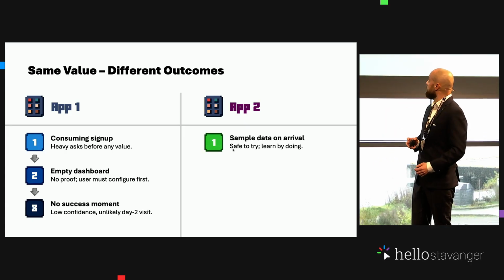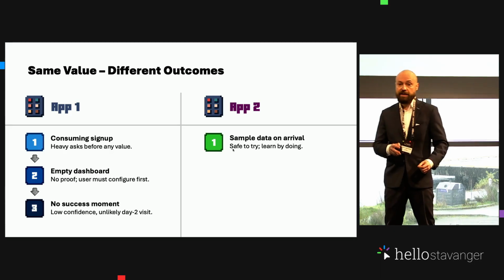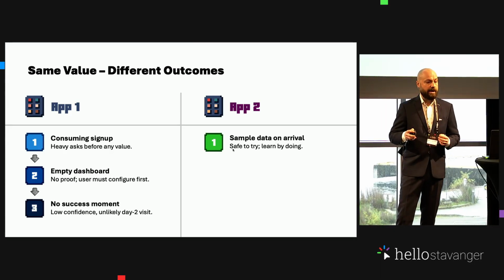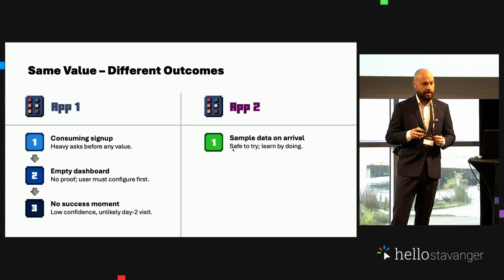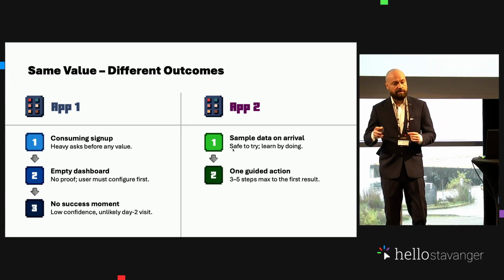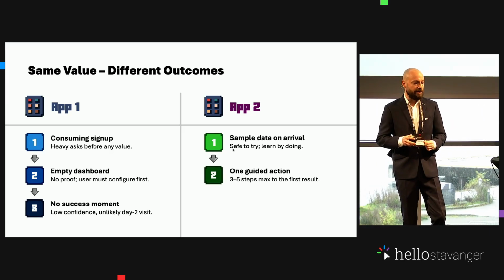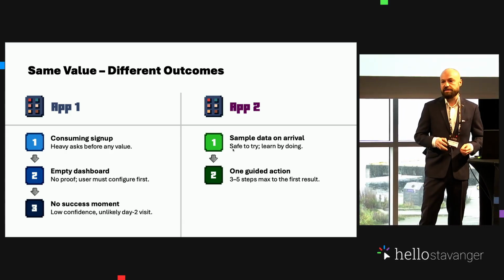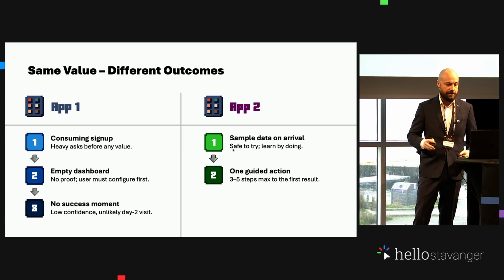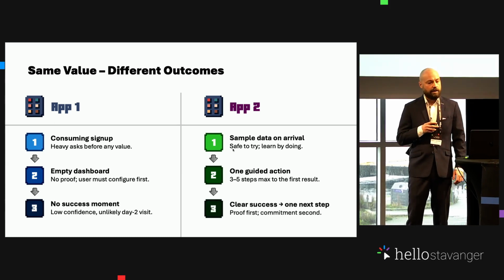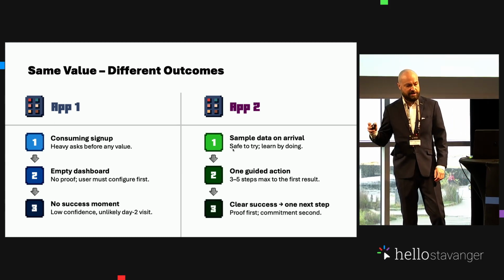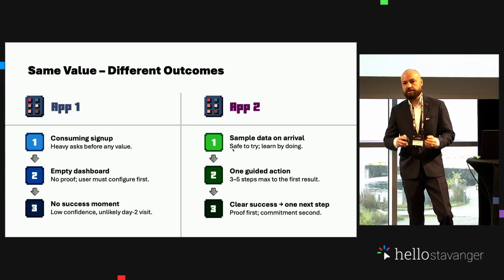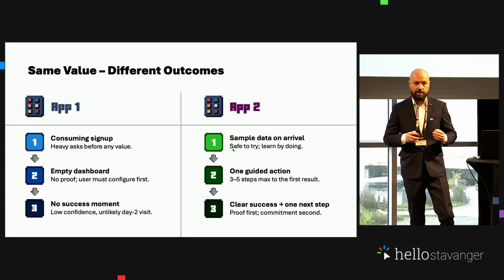Whereas in the second proposition, you have sample data when you arrive, you see everything right away, it's safe to try, and you learn by doing, and to get the first good result, you just need a few steps, like 3-5 steps to get something done, to get a first quick win in the application. You have, of course, the clear success, and then afterwards the user is directly asked to do something after that.